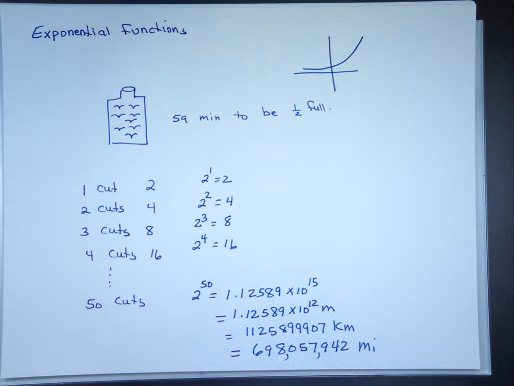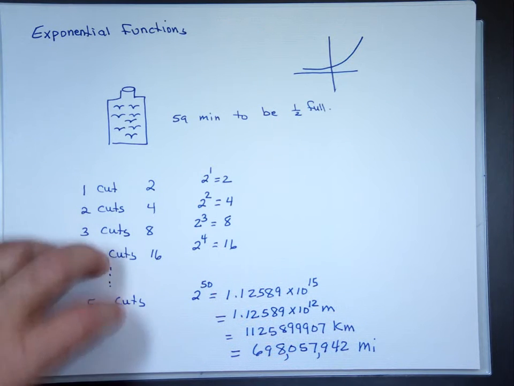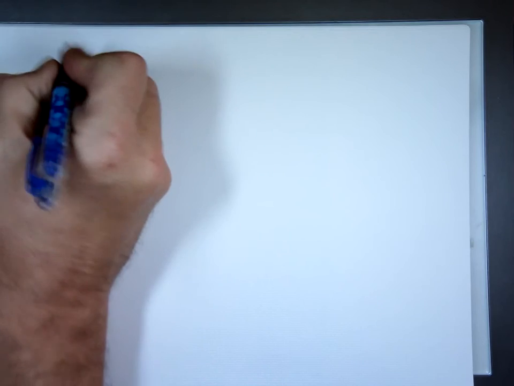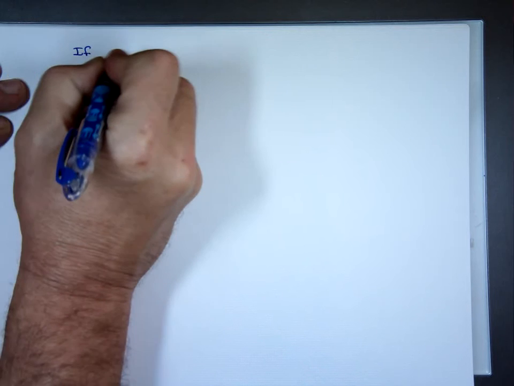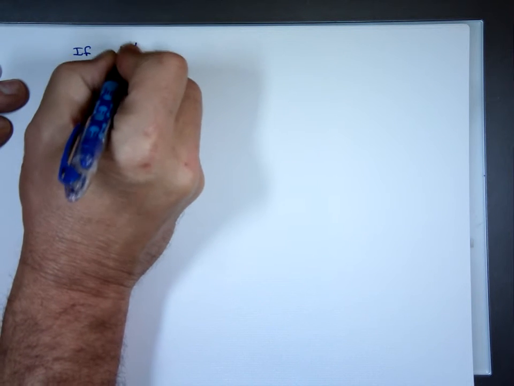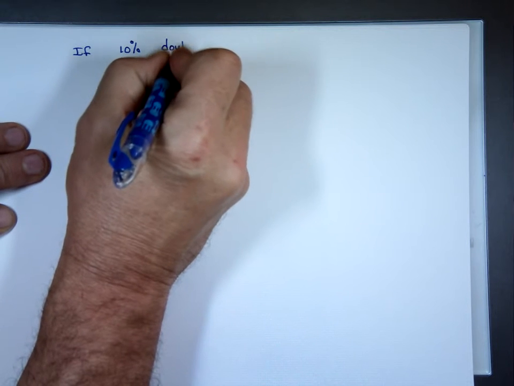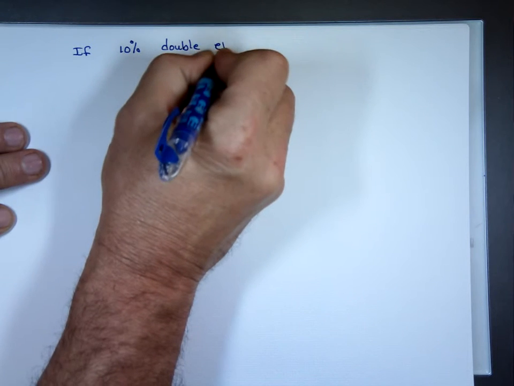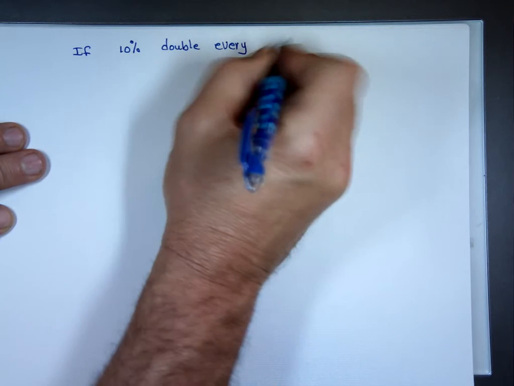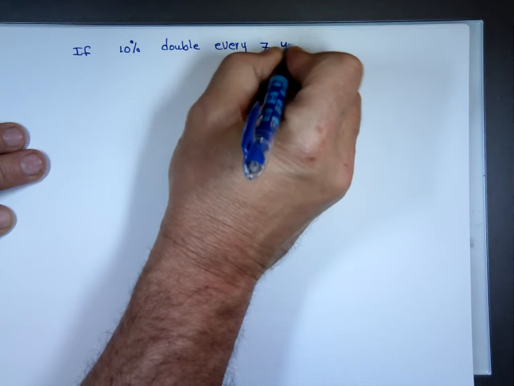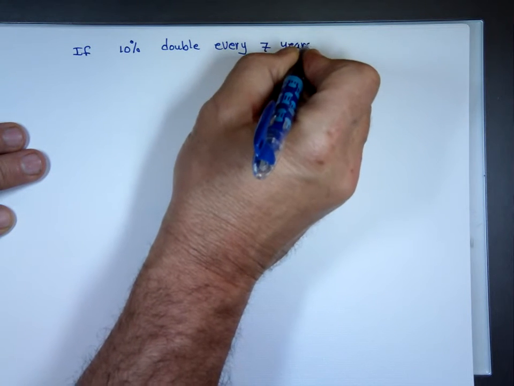A good example to see that is money, because everyone likes money. Here's what we know about money. If you can get 10% interest on your investment, your money will double. Anyone know the rule of thumb? 7 years. Actually 6.93 years, but we'll do 7 years.